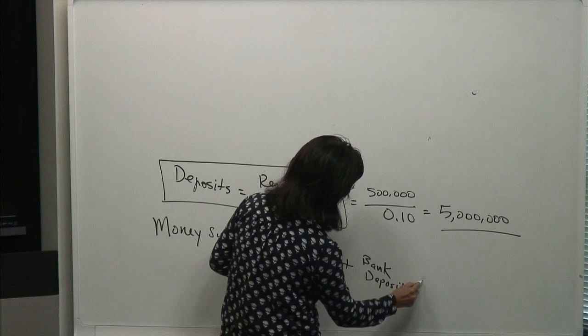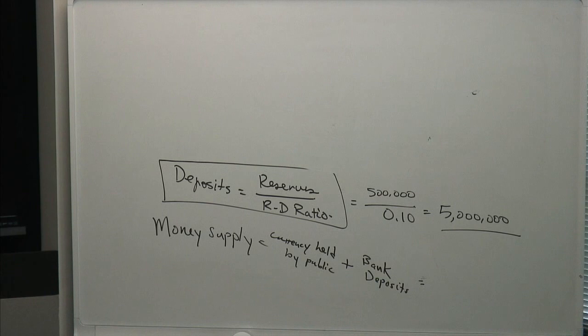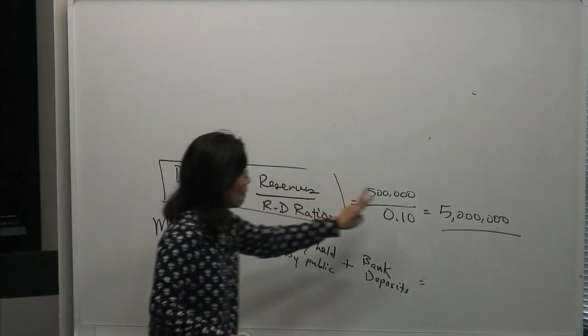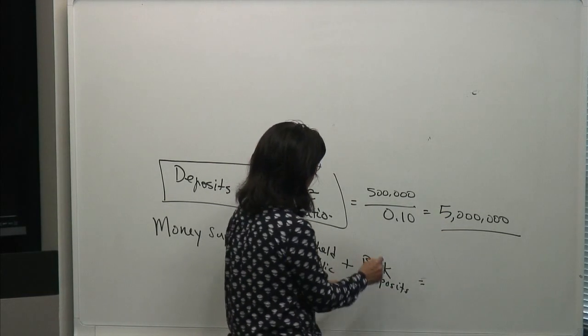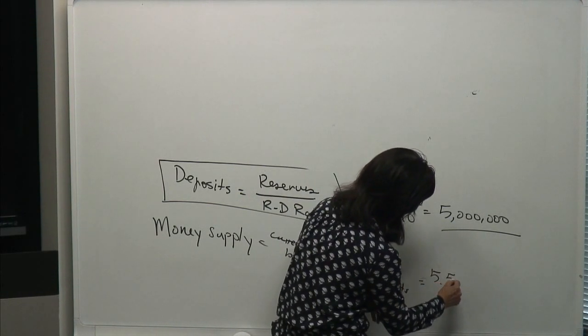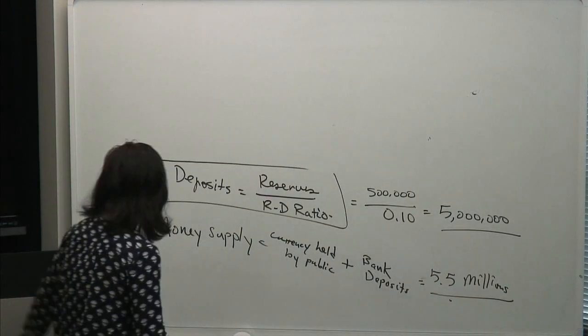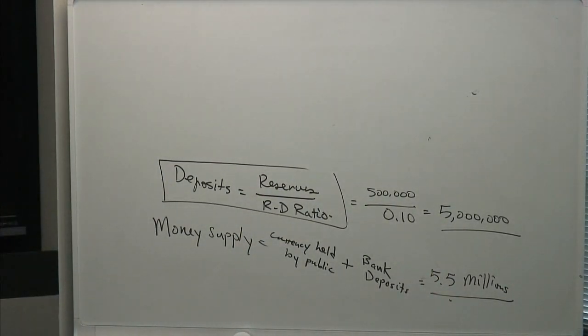And at this point, you say, well, how do you fill in the numbers? We got the first number: the currency held by the public was given earlier, it's 500,000. And the second one, your bank deposit, we have just calculated to be 5 million. So 500,000 plus 5 million, you get 5.5 million, which if you write it out in numbers, looks like that. Everybody okay with that? So remember that equation, money supply.